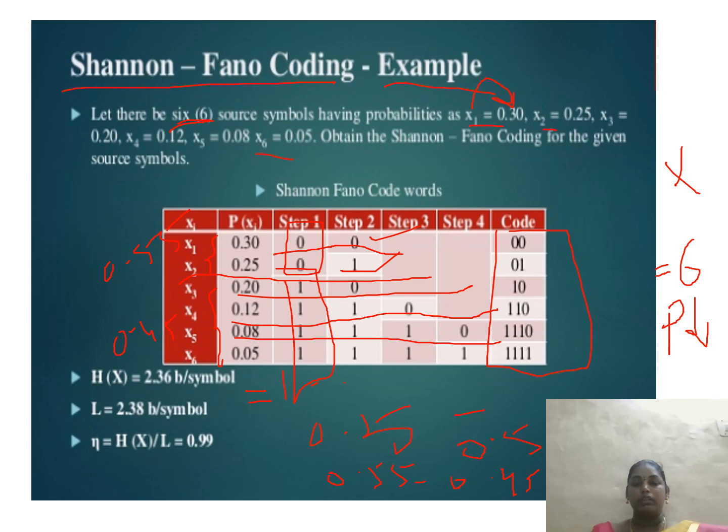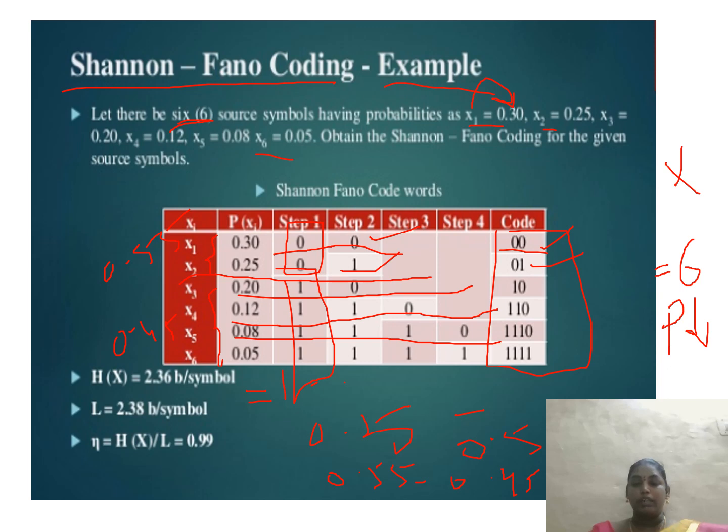Finally we are going to write the complete code of each symbol. Till now we know the symbol and the probability. With this code we get the binary representation, the information representation of this particular source. Source symbol 1 with 0.3 probability has bits 0, 0. The second one is 0, 1. Like that we finally get the source bits. Here we have source symbols, source probabilities, and finally the information in terms of bits.